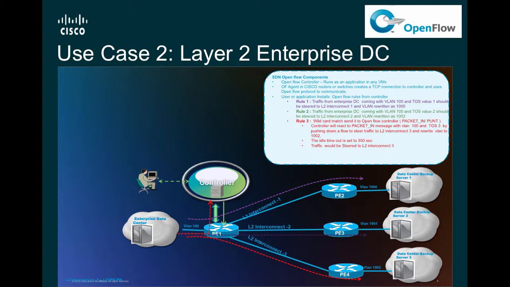So from the controller, you can put in certain rules. Rule number one could be that traffic coming in from the enterprise data center on VLAN 100 with a TOS value of 1 should be steered towards layer 2 interconnect 1 going towards PE2, and the VLAN should be rewritten as 1000. You could have another rule where you steer the traffic coming in on VLAN 100 with a TOS value of 2 to layer 2 interconnect 2 going towards PE3, and the VLAN rewritten as 1002. Similarly, there are a lot of rules that you can apply, matching the traffic on the layer 2 header fields and steering it to the layer 2 interconnects that you want.